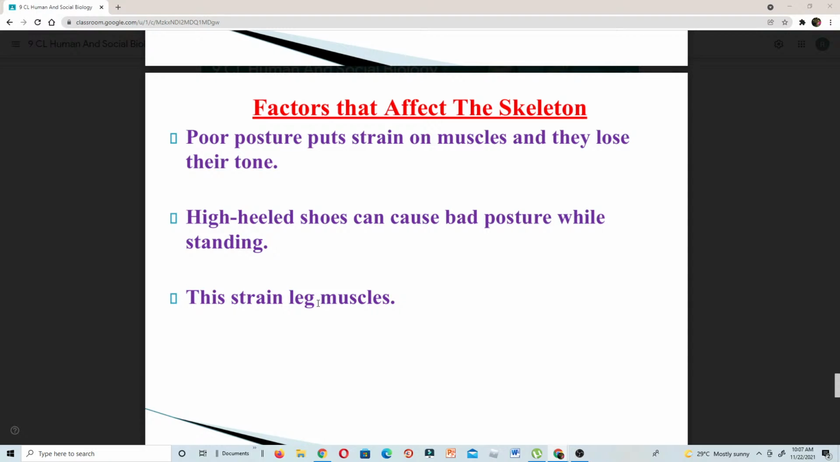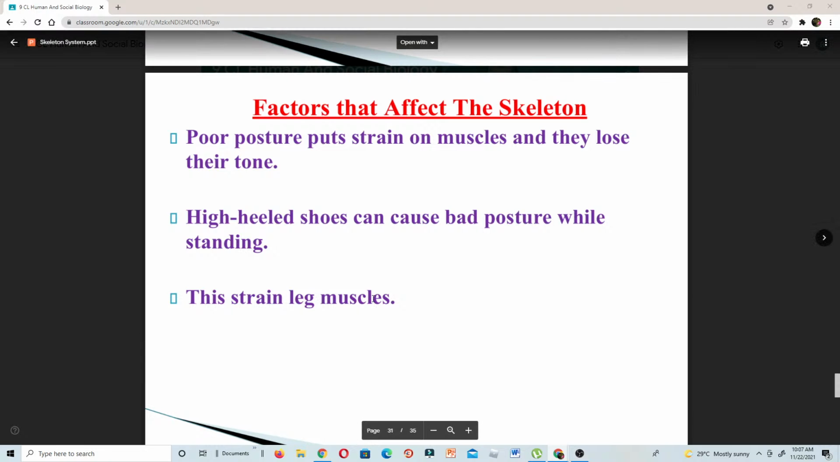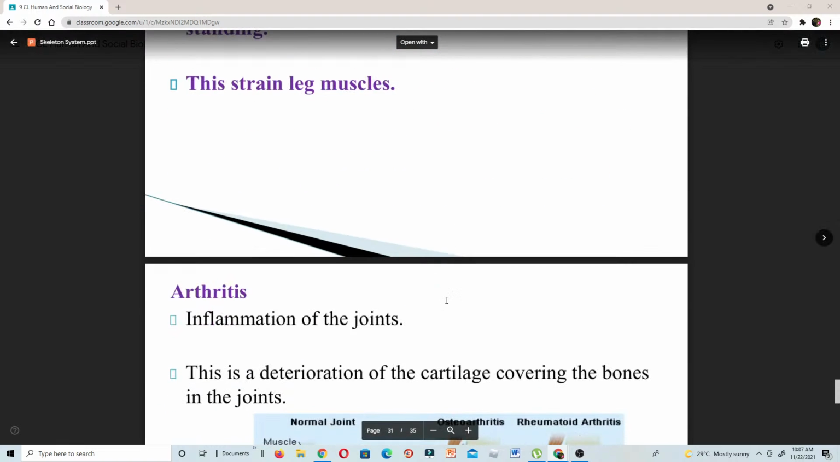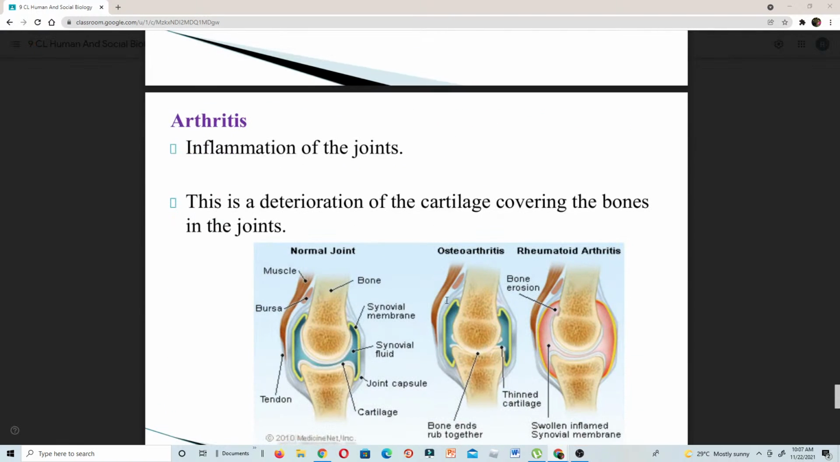So wearing high heel shoes, they are saying that that is causing you to be doing bad posture in terms of the skeletal system. So definitely the legs will be strained simply because the body weight normally tilts or pushes forward.